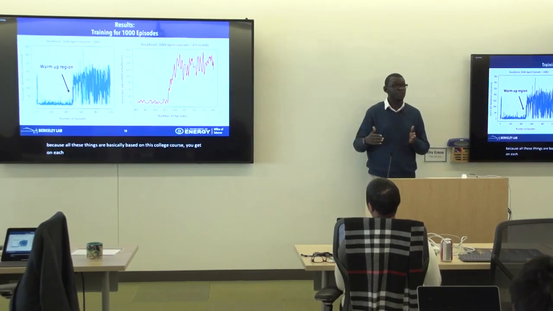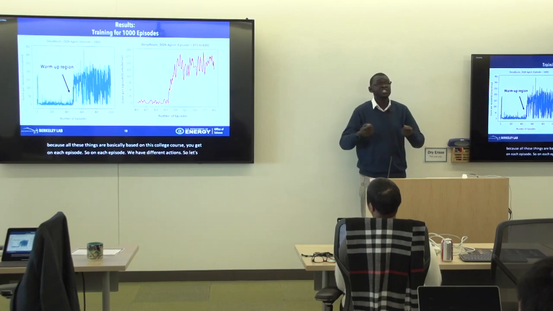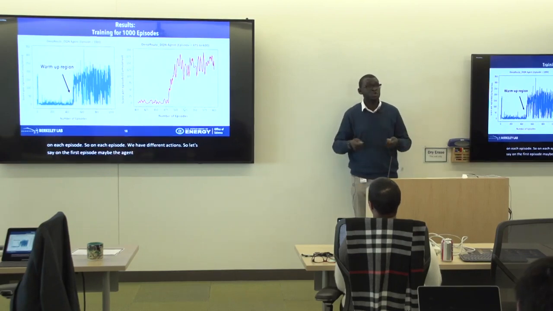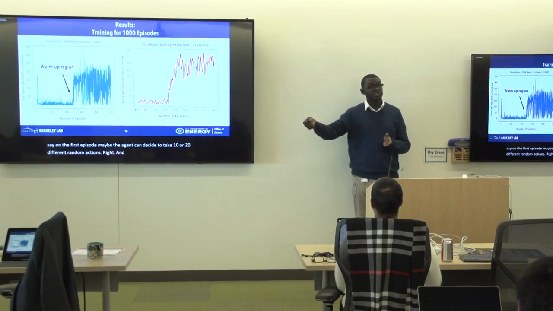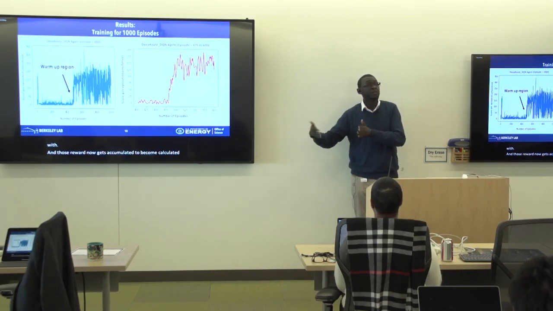So on each episode, we have different actions. Let's say on the first episode, maybe the agent can decide to take 10 or 20 different random actions, right? All those actions are associated with maybe a particular reward, and those rewards get accumulated to become the cumulative reward per episode.